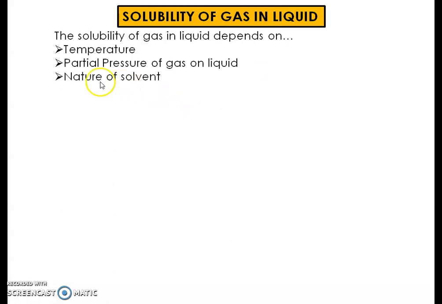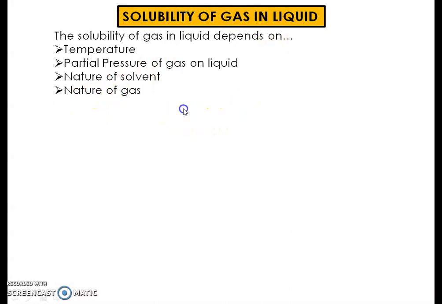Third factor is nature of solvent. What kind of solvent is there, the solubility of gas in liquid also depends on that. Whether the solvent is polar or non-polar, what is the viscosity of the solvent, it will decide the solubility of gas in liquid. And lastly, the nature of gas. What kind of gas is there, what is the molecular weight of that gas, what is the chemical structure of that gas will determine the solubility of gas in liquid.